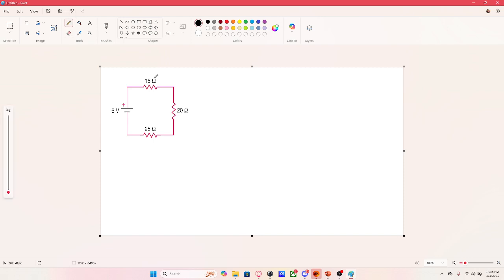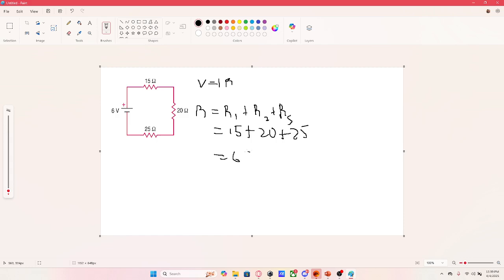So with this, we still use the equation V equal to I times R. But there are a lot of R over there. So what we need to do is to add up all of the resistors. So R is equal to R1 plus R2 plus R3, which is equal to 15 plus 20 plus 25. So 15 plus 25 is 40, 40 plus 20 equals 60. We get 60 ohms total for R.